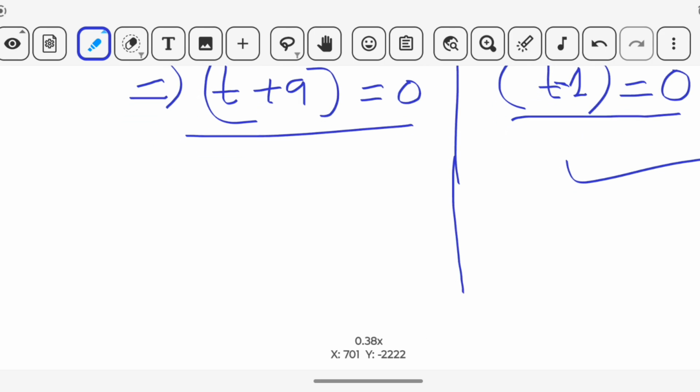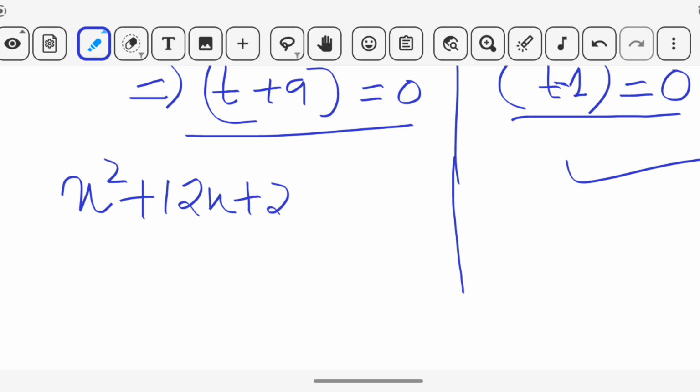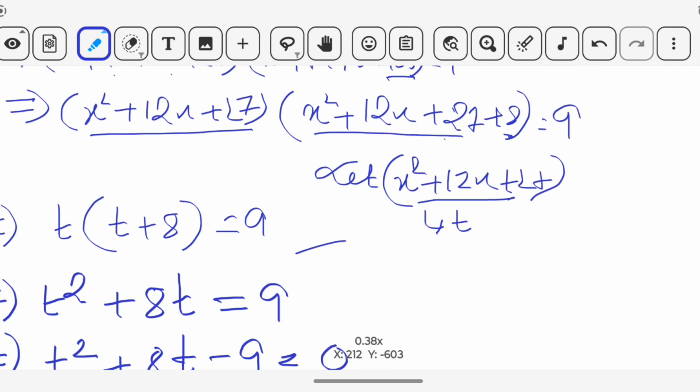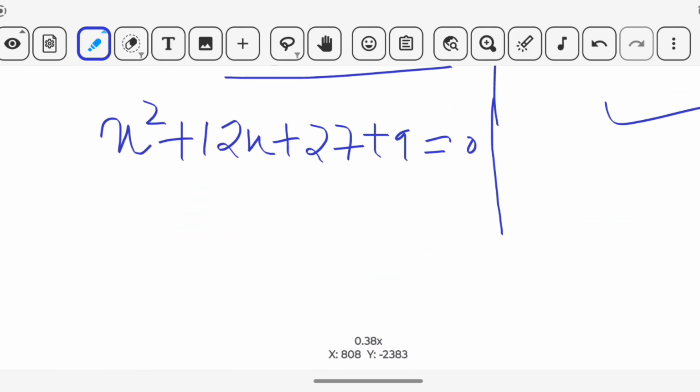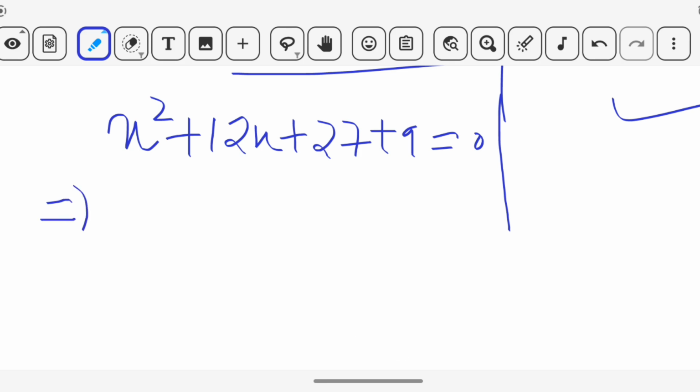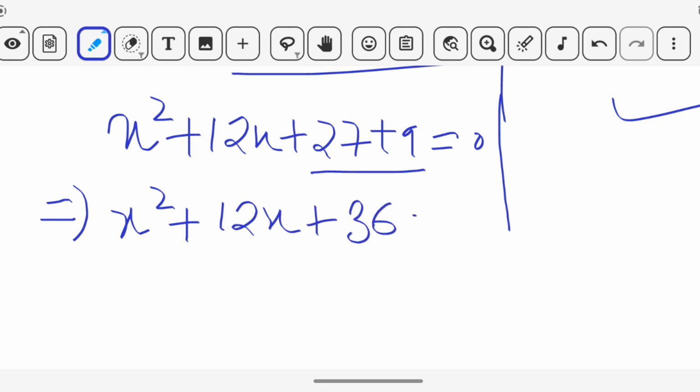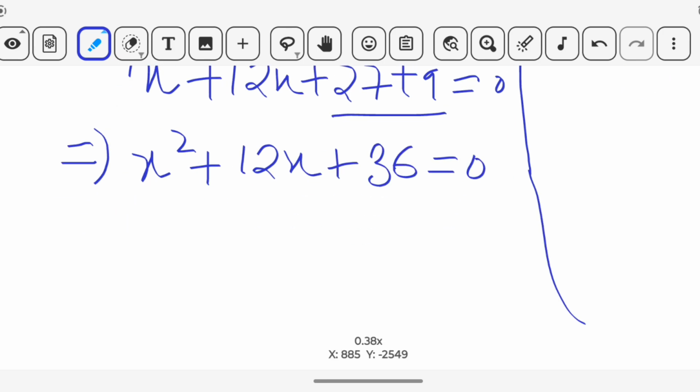Easy. So t plus 9 is 0, and we know t is x square plus 12x plus 27, which we have already taken here. So x square plus 12x plus 27 plus 9 equals 0. That means x square plus 12x plus 36 equals 0.